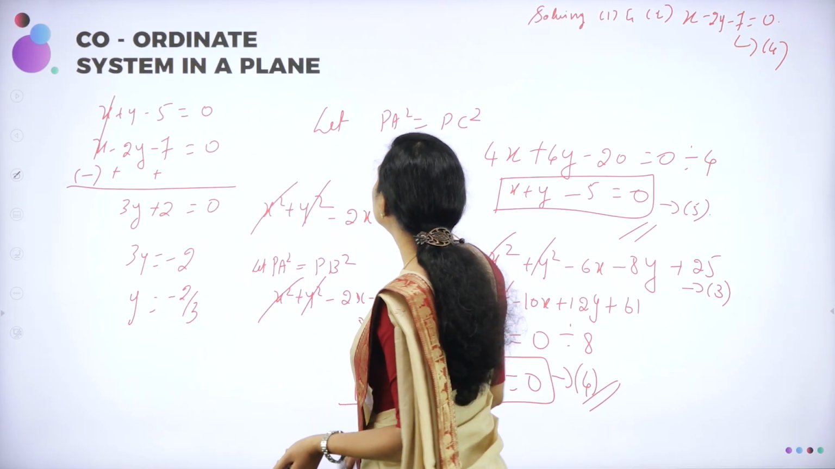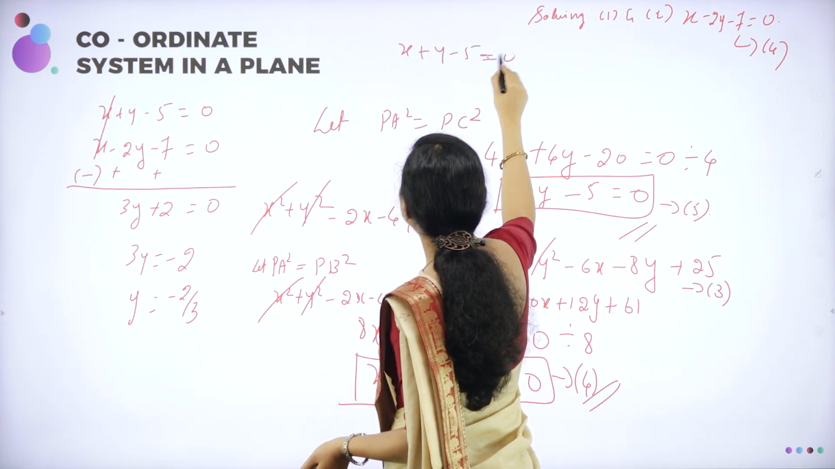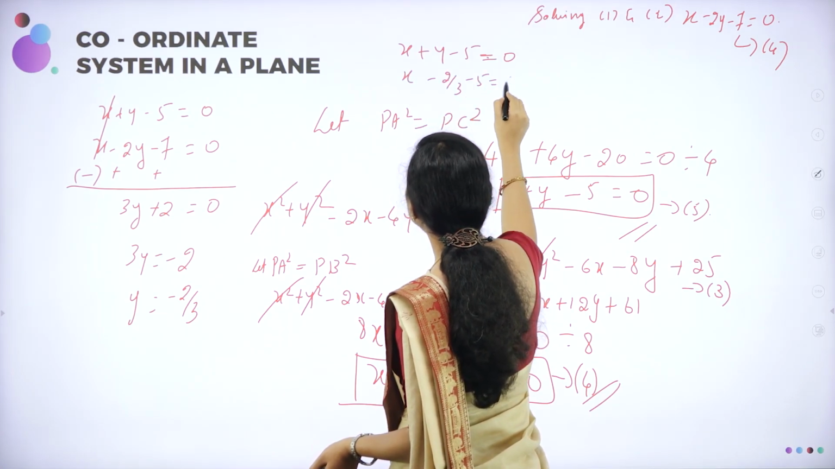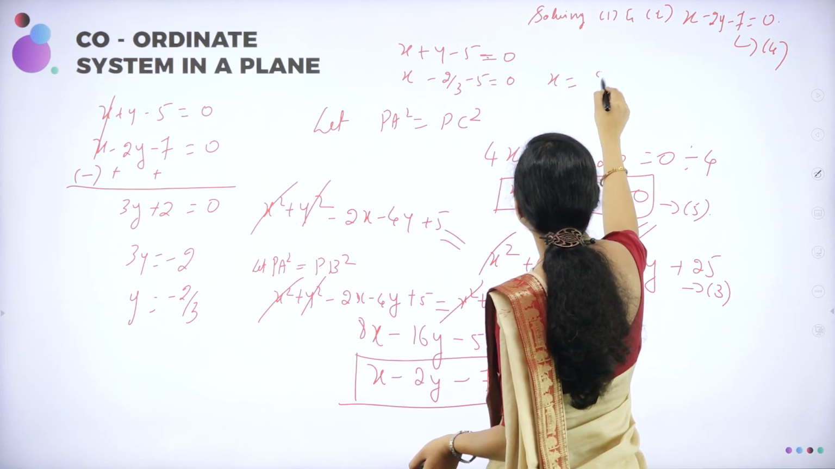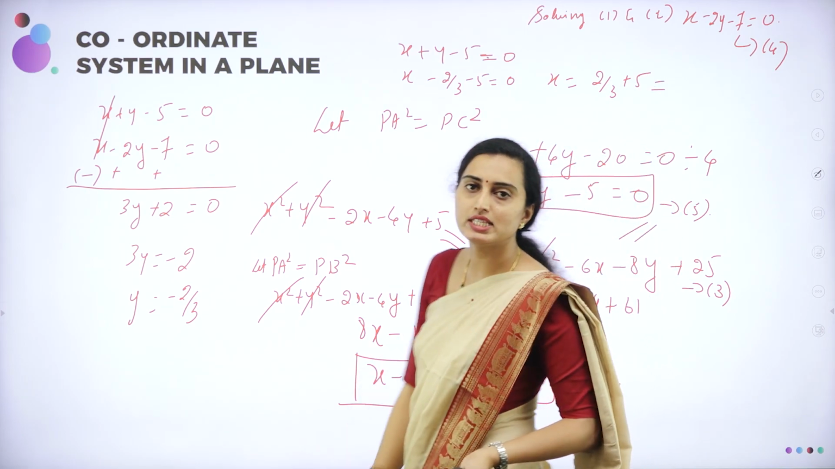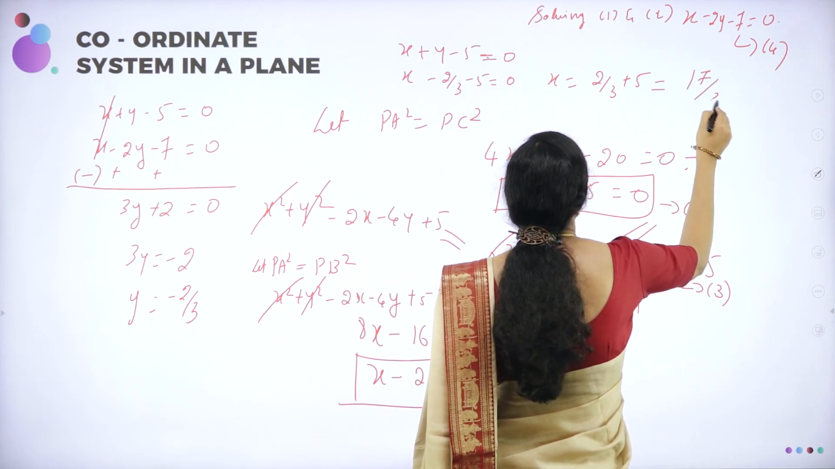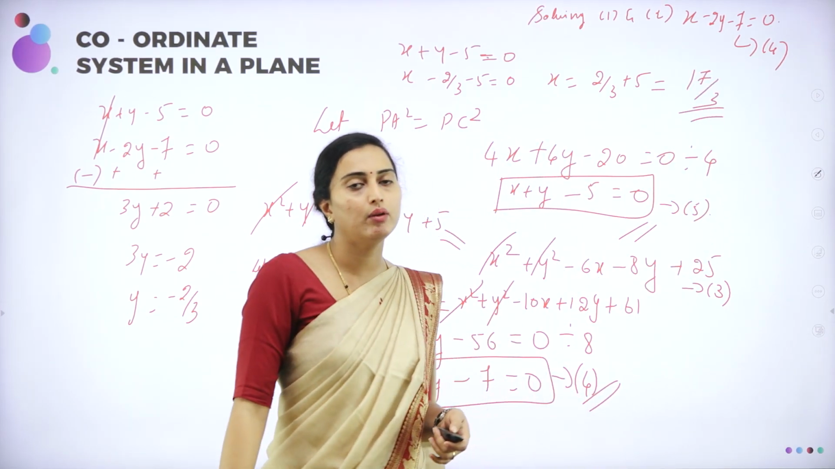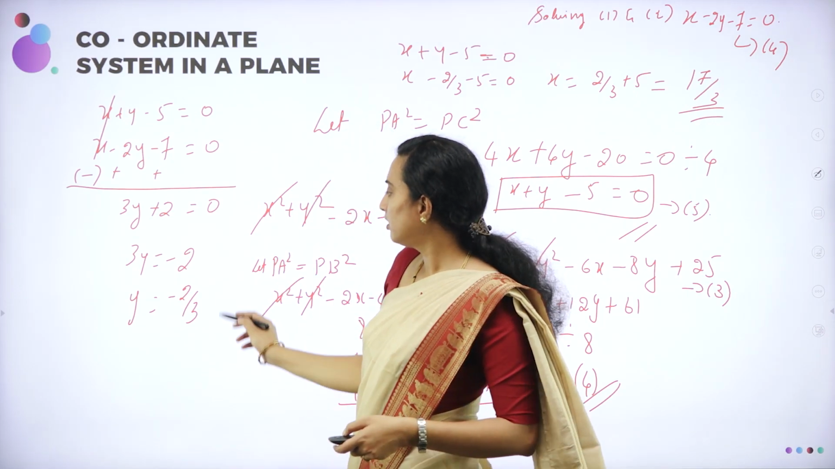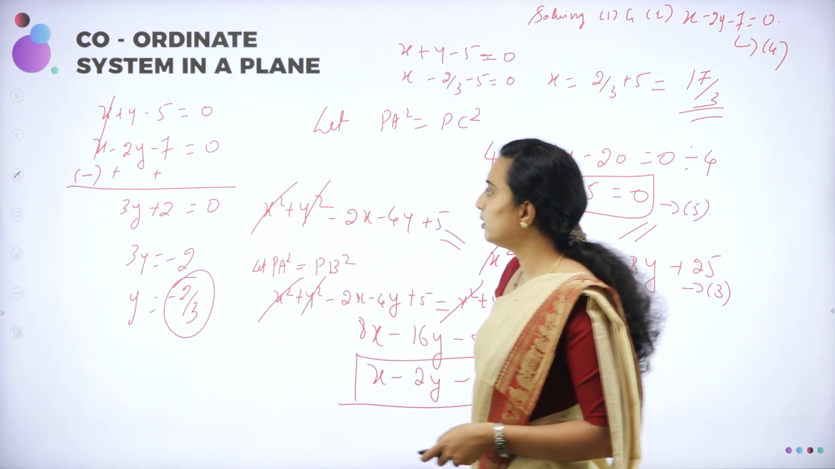What will be the x? Substitute in any equation. Let me substitute here: x plus y minus 5 equal to 0. So x is as it is, y is minus 2 by 3, minus 5 equal to 0. Or x will be equal to plus 2 by 3 plus 5. So x will be equal to, take LCM, 3 5s are 15, 15 plus 2, 17. 17 by 3. That is your x coordinate and then y coordinate. That's it. Okay. 17 by 3 comma minus 2 by 3 is your answer. Understood? So we'll be moving on to the next.